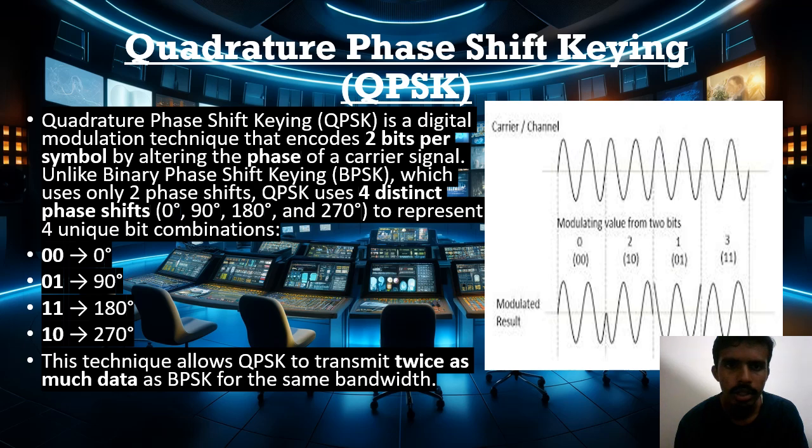Quadrature phase shift keying is a digital modulation technique that encodes 2 bits per symbol by altering the phase of a carrier signal. Unlike binary phase shift keying, which uses only two phase shifts, QPSK uses four distinct phase shifts, that is 0 degree, 90 degree, 180 degree and 270 degree, to represent four unique bit combinations. 00 stands for 0 degree, 01 stands for 90 degree, 11 stands for 180 degree, 10 stands for 270 degree. This technique allows QPSK to transmit twice as much data as BPSK for the same bandwidth.